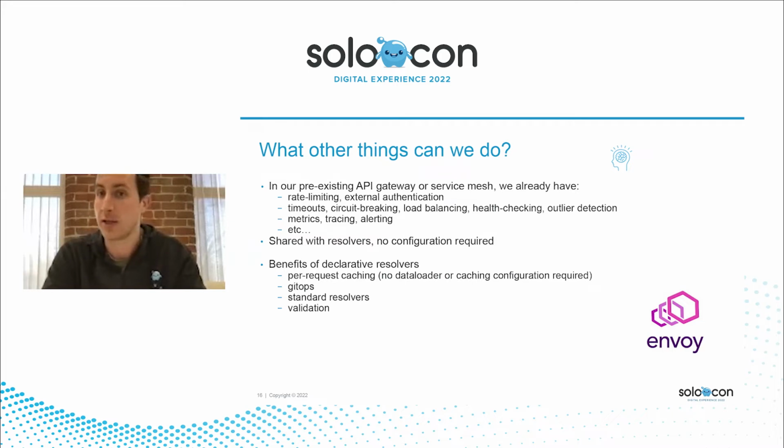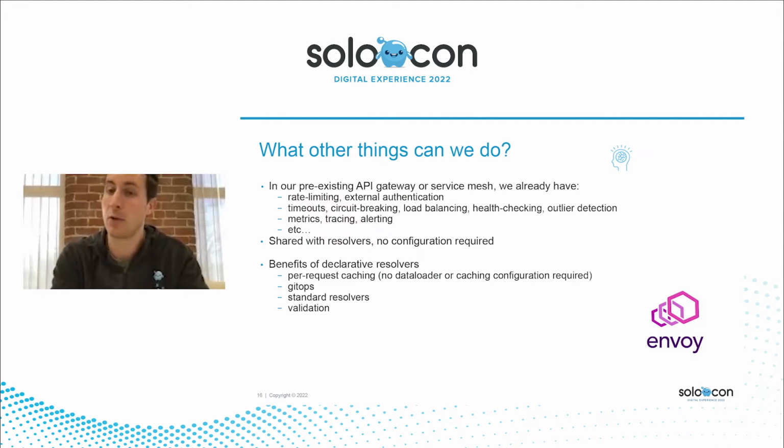But additionally, we also get a lot of resiliency features, for example, things like timeouts, circuit breaking, load balancing, health checking, outlier detection. We also get a lot of observability features, so things like metrics, tracing, alerting. A lot of these things already come feature rich and automatically with Envoy, and others you've already configured per upstream as part of your API gateway or your mesh. So you've either put the work in, or Envoy is intelligently doing this for you.